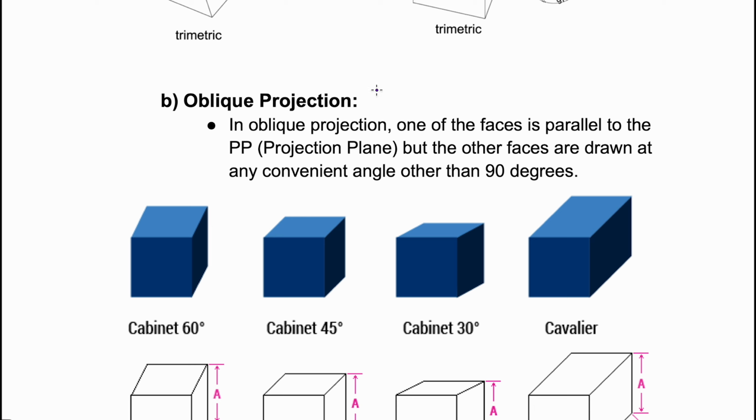So, oblique projection. Other than orthogonal projection, we also have oblique projection. The difference of oblique projection is that while one of the faces is parallel to the projection plane, the other faces are drawn at a different angle. But that angle is definitely not 90 degrees. Because if that was 90 degrees, there's nothing in here. There is no side view. You're just looking at a square at this point.